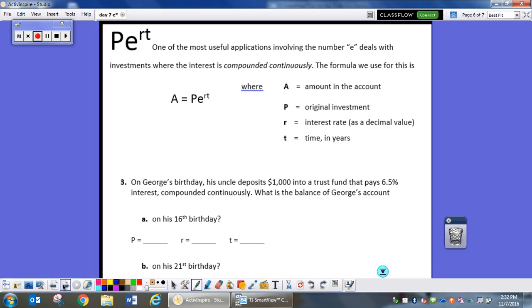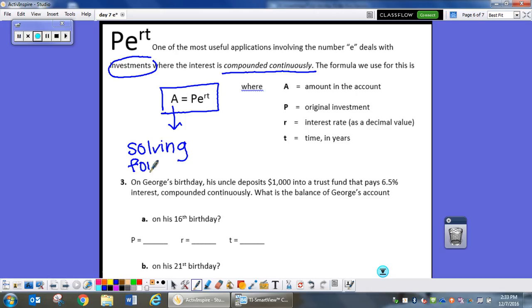All right, here's where we really use e in the PERT formula. It's one of my favorite formulas of all time. It is very much popular with investments when you are compounding continuously. So towards the end of the year, we'll talk about compound and simple interest. So here's your formula. We are going to keep it simple. We're just going to be solving for A each time. So you're going to have to define all your variables.